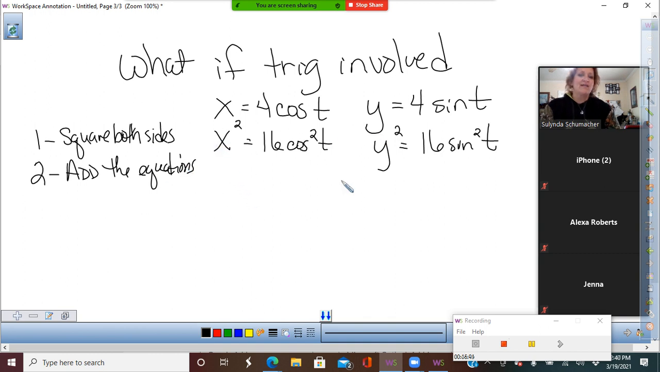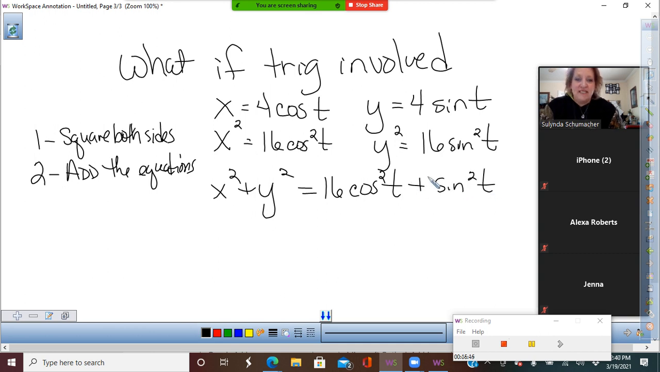So I'm going to add my left sides together. So I say x squared plus y squared equals, now I'm going to add my right sides together, 16 cosine squared t plus 16 sine squared t. Step 3. On the right-hand side, you see there's a 16 in front of both of those. At this point, I want you to undistribute the like coefficient.